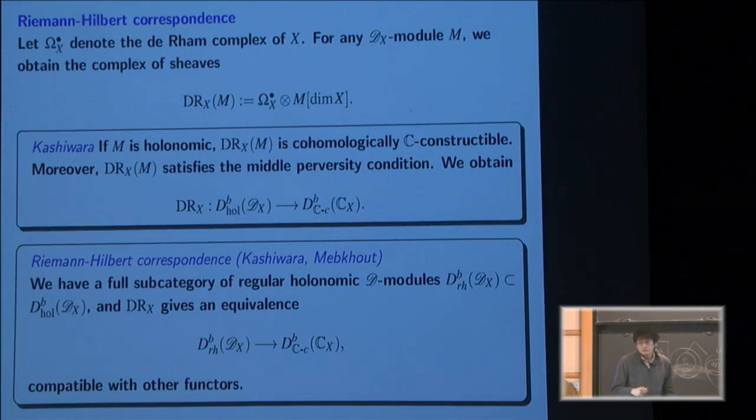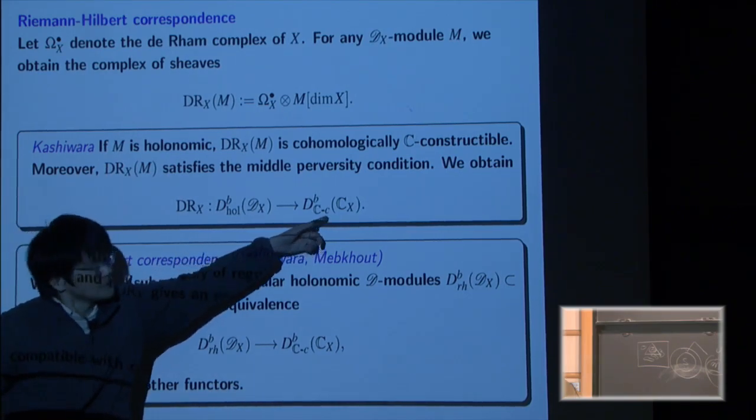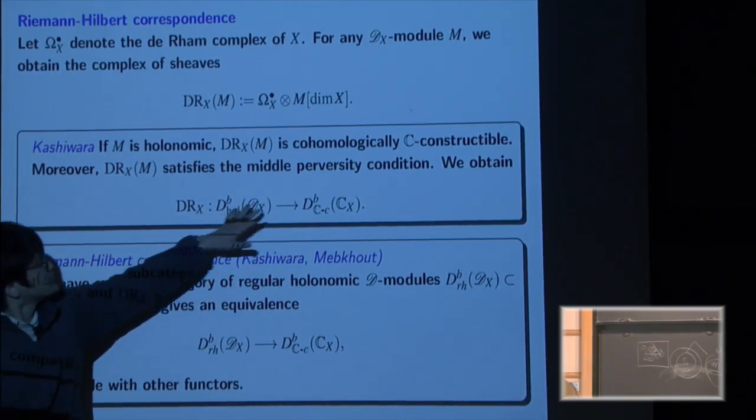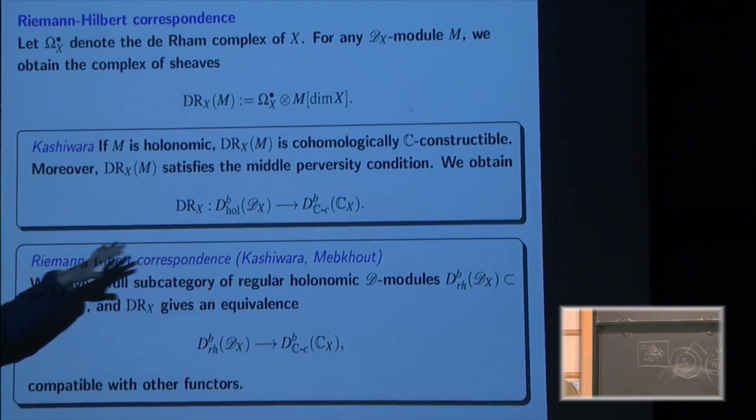So this is for X algebraic? We have this functor for complex analytic settings. Yeah, actually, to consider this object, maybe it's better to consider the ordinary topology, I think.